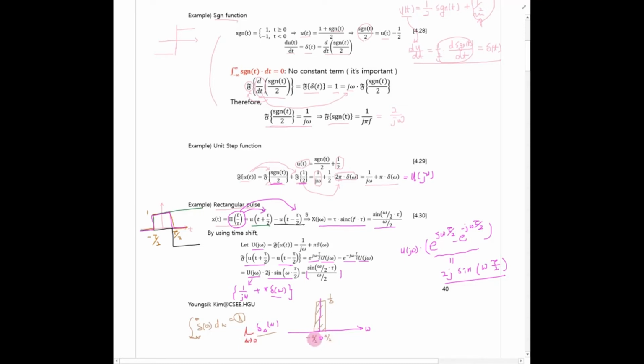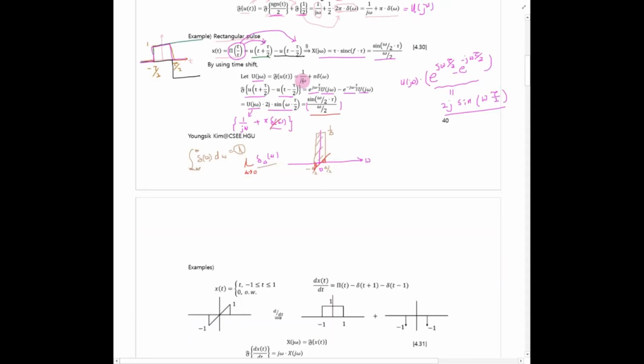Then the sine function looks like this. So by producting, this part becomes a positive number, this becomes a negative number. It's balanced out, so this product will vanish. So only 1 over j times 2j times sine(omega tau over 2) remains in this way. We take the Fourier transform of a rectangular pulse by use of the unit step, the shifted unit step function. In the shifted unit step functions, we can get the Fourier transform of a rectangular pulse.